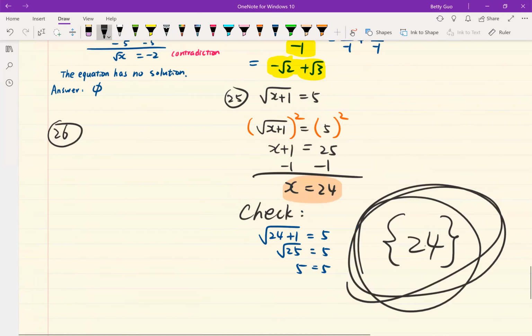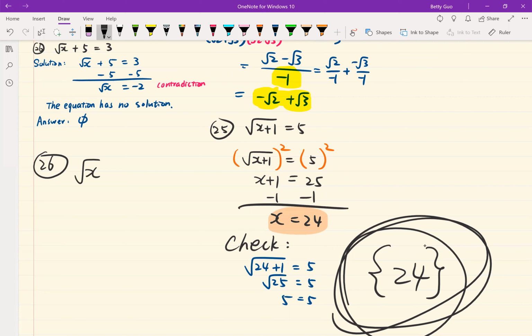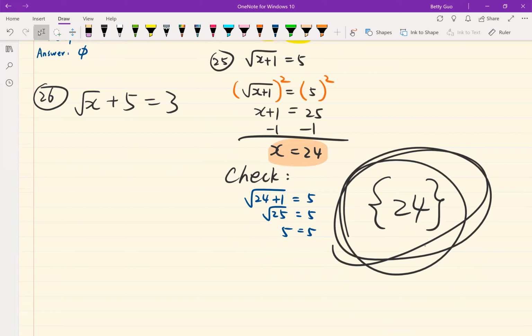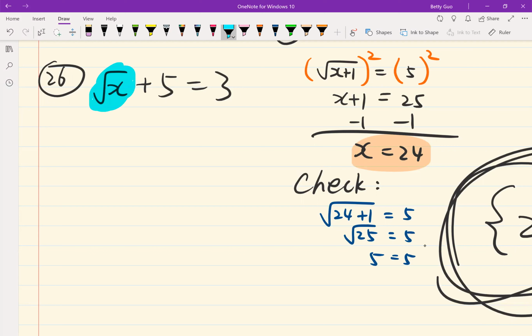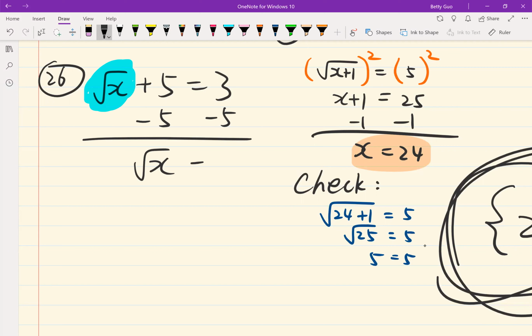Let me write it here. Square root of x plus 5 equals 3. Number 26. We need to solve this radical equation. How many radicals do we have? 1, right? We need to isolate that radical first. In order to do that, we subtract 5 from both sides. Positive 5 and negative 5 cancel each other. So we have root x equals 3 minus 5, negative 2.